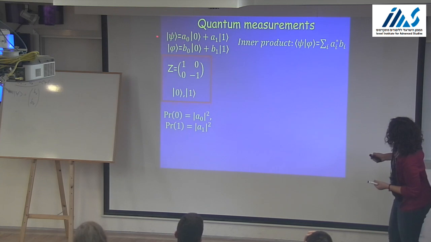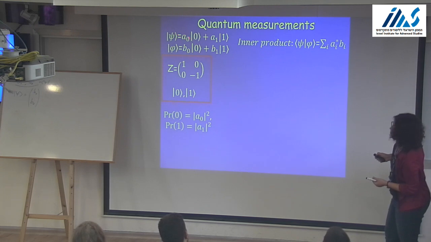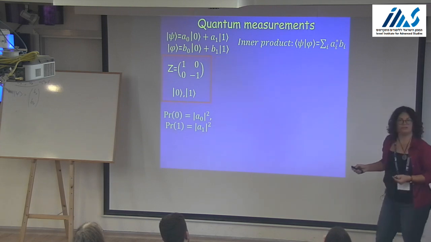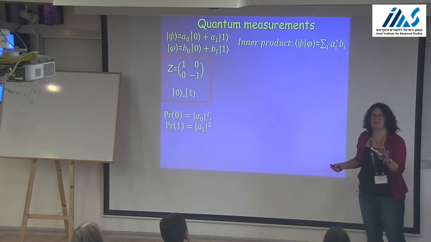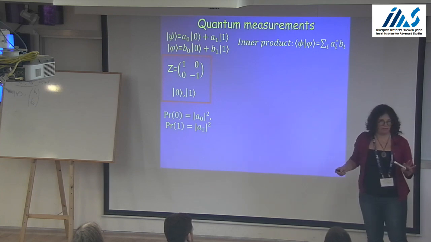Okay? So let's see if I have an example here. If I write down psi in terms of the basis of eigenvectors of this Z matrix, then the probability for 0 is just the norm squared of the projection of psi on the space spanned by 0, which is A0 squared. And likewise for 1. Is that clear? I think this is the last time we're going to actually define measurements.